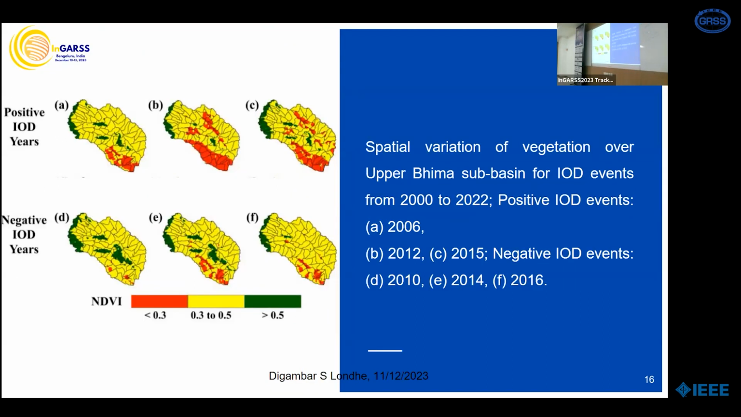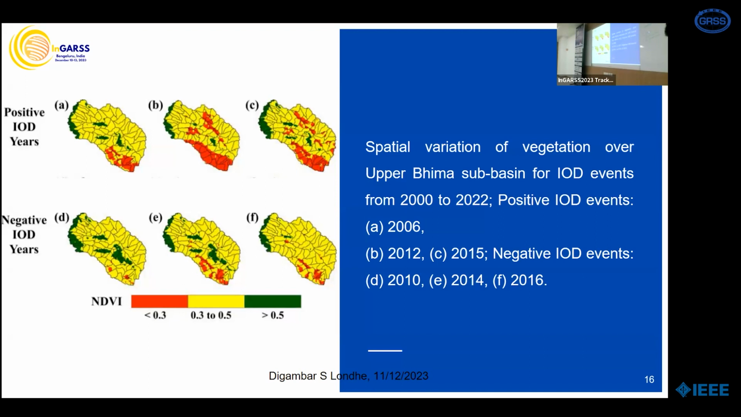So this is the spatial variation of vegetation over the study area during IOD events. The IOD events are considered as positive IOD years and negative IOD years. These IOD years are those given by the Bureau of Meteorology Australia, and also by the DMI values. Many researchers have concluded that positive IOD affects India in a positive manner, saying that positive IOD causes flooding in India.